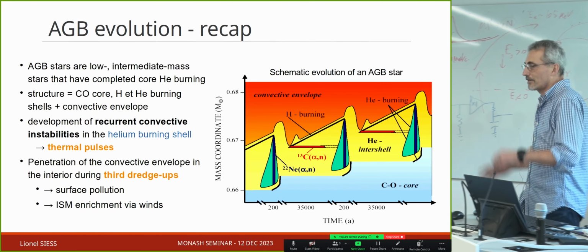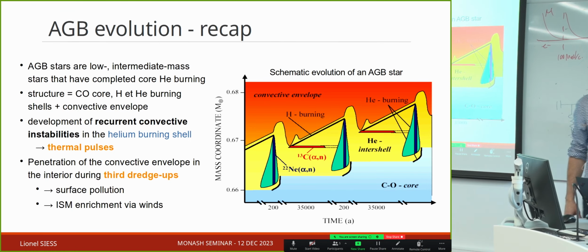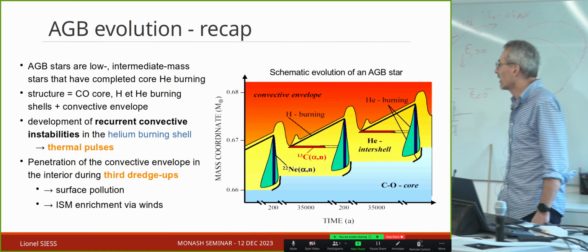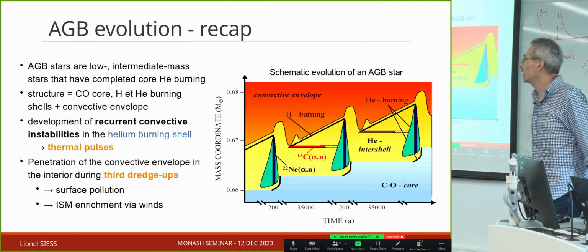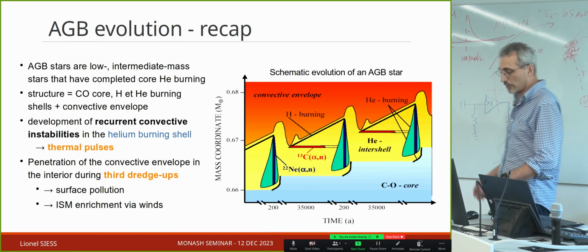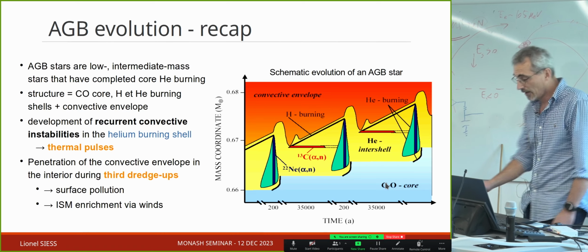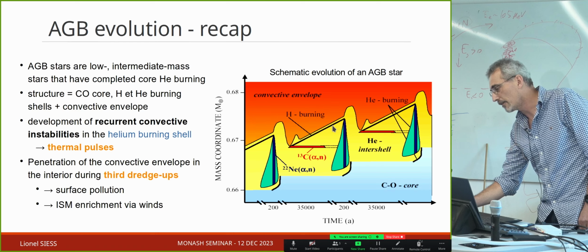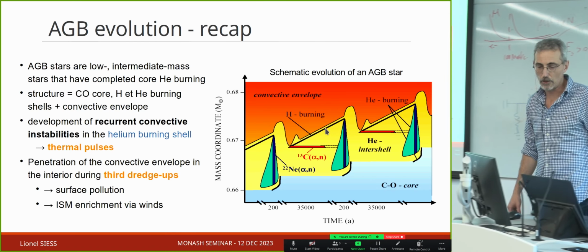Even though this is the home of AGB stars, I will just give a very brief recap on the AGB evolution, because I will be talking a lot about nucleosynthesis. AGB stars are low and intermediate mass stars, typically between 1 and 8 solar masses. They have completed their helium burning, so they are made of a CO core, as you can see on that sketch. And there are 2 layers: a helium-burning layer and a hydrogen-burning layer that you can see here. On top of that, a very expanded convective envelope.